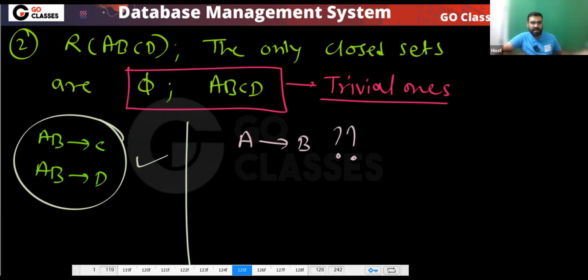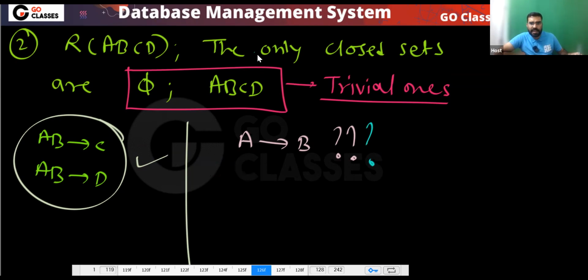Can I guarantee A will determine B? Take your copy and pen. Can I guarantee A will determine B? Okay, this is very simple. Can you guarantee A will determine B? This is very simple. See.